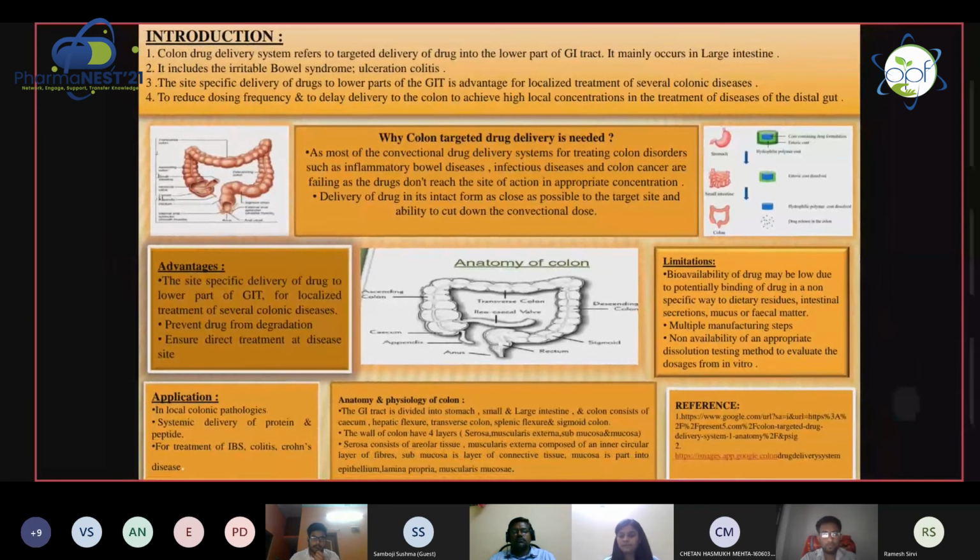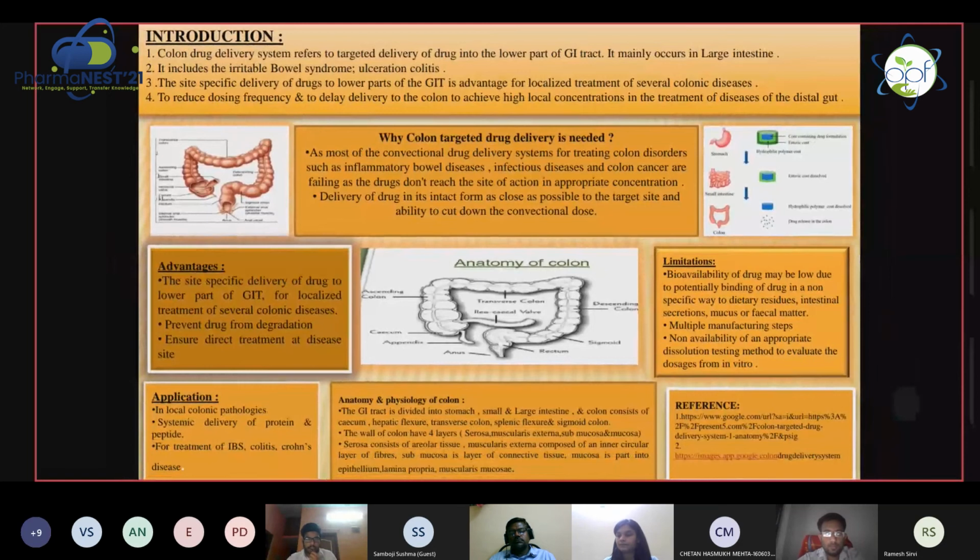The main advantage of the colon drug delivery system is the specific site of delivery of drug to the lower part of the GIT for localized treatment of several chronic diseases, and it also prevents drug from degradation and ensures direct treatment of the disease site.